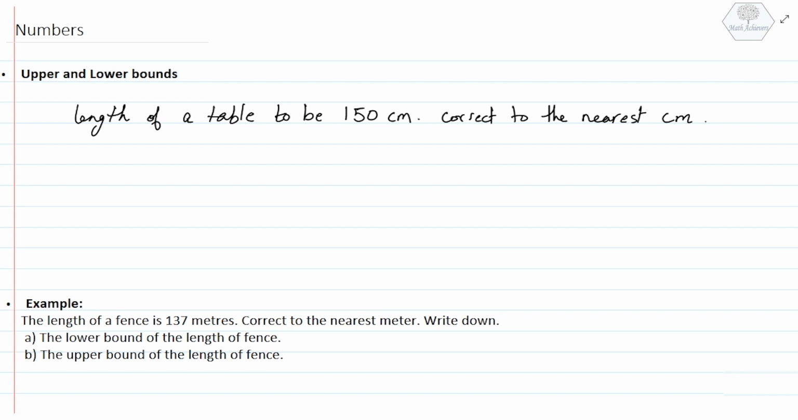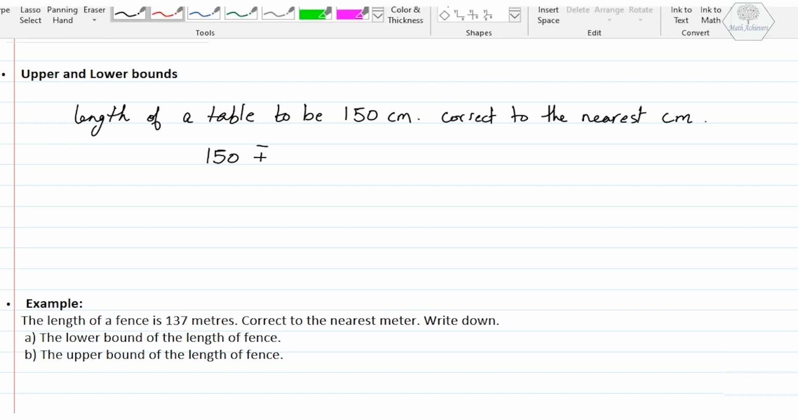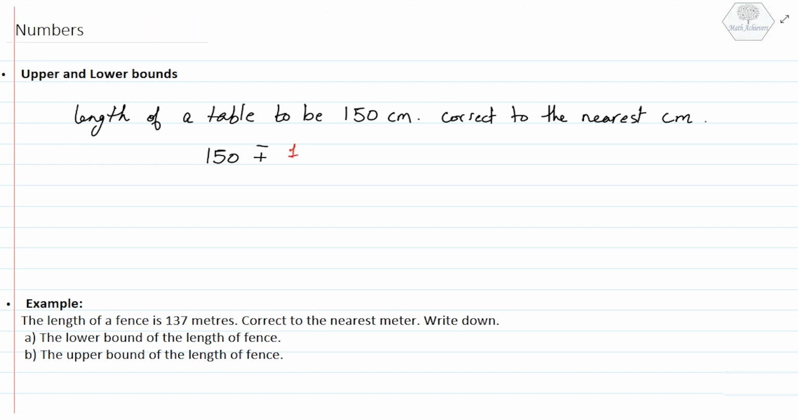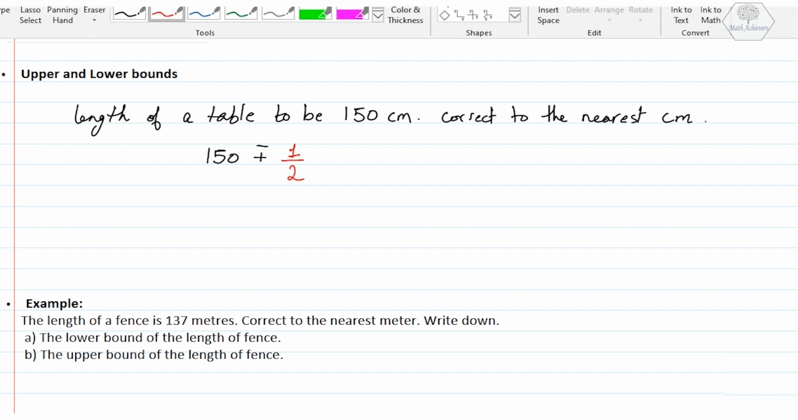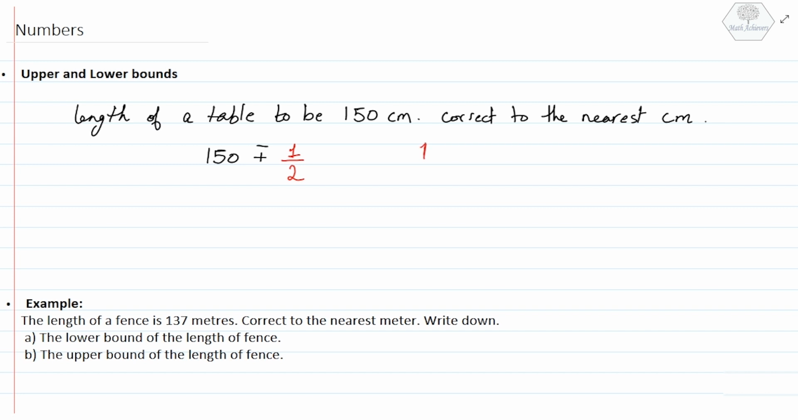In order to find my upper and lower bounds, they are always equal to 150 plus minus the 1 centimeter in here divided by always 2. So now, the 1 centimeter, I always have to divide it by 2. I will be having 0.5 centimeters.